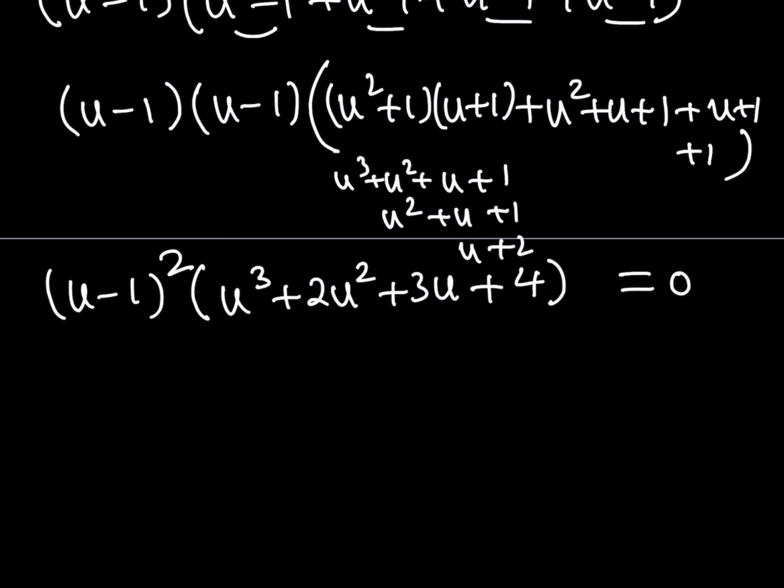Are you wondering what that solution is? Well, first of all, let's do the following. Let's call this u1 equals 1 and u2 equals 1. Those are the first two solutions. Now, u3 is going to be from the cubic.